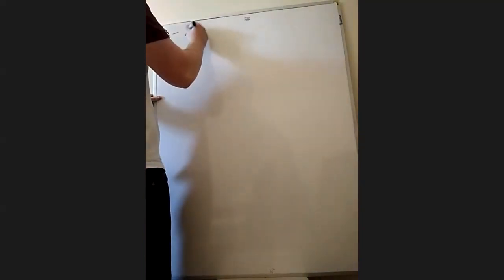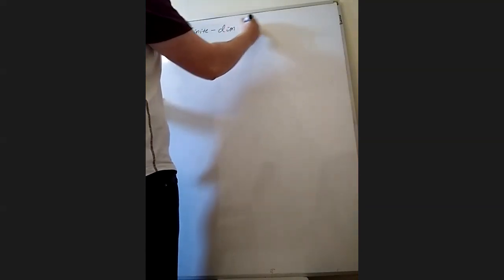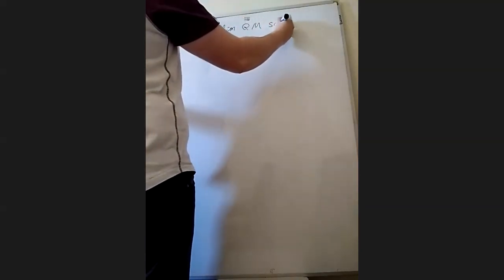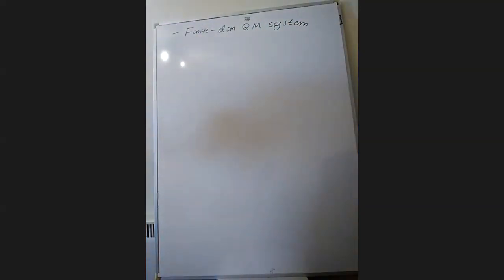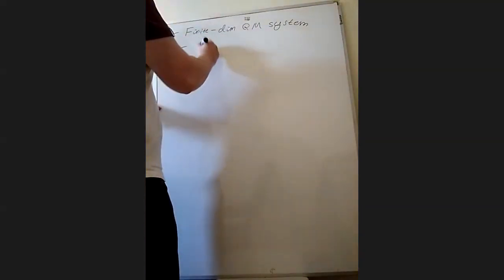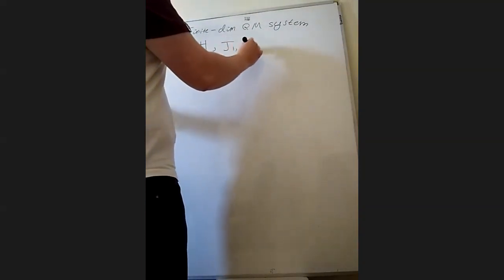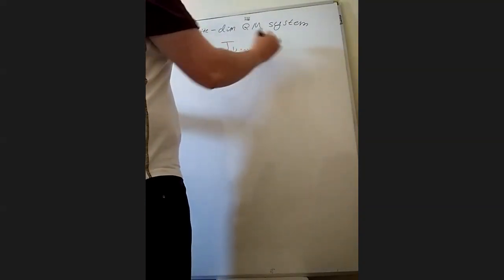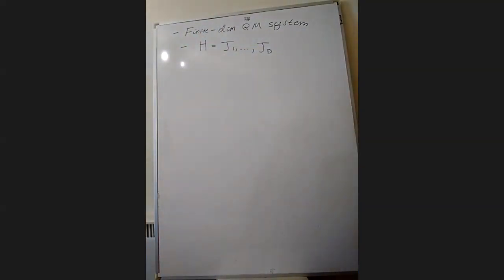So we want to take a finite dimensional quantum mechanical system, which is integrable in some well-defined sense. So we have our Hamiltonian and a bunch of conserved charges, which I'll write J_1 up to J_D, and maybe you want to take the Hamiltonian to be the first of these. Okay, and these are all mutually commuting, diagonalizable, and so on.